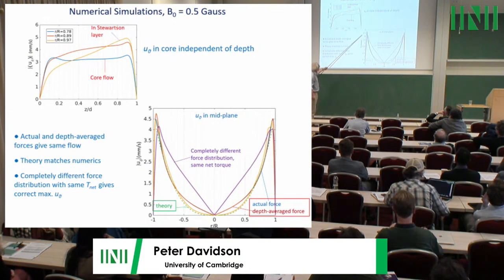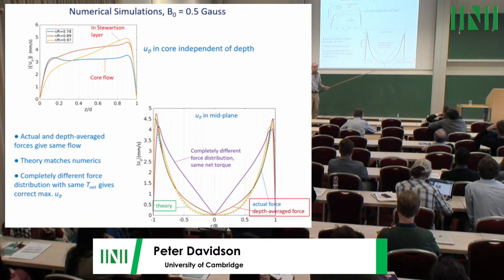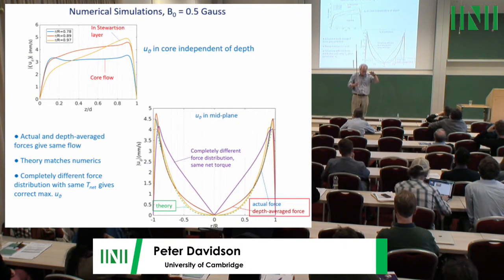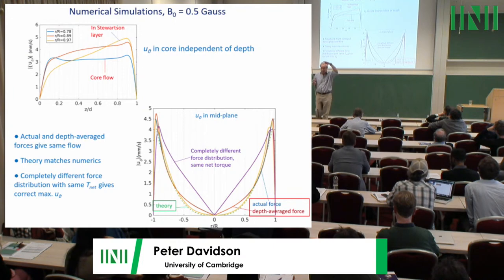This is the variation, again, for half a gauss, so the Earth's magnetic field, the minimum magnetic field that you'd expect. So this is u theta as a function of r. There's a whole bunch of curves here. The theory I've just shown you is the green dashed line. The red line is the flow you get from the numerical simulation when you just impose the depth-averaged force. The blue line is the flow you get when you put in the actual force distribution, which is very z dependent.